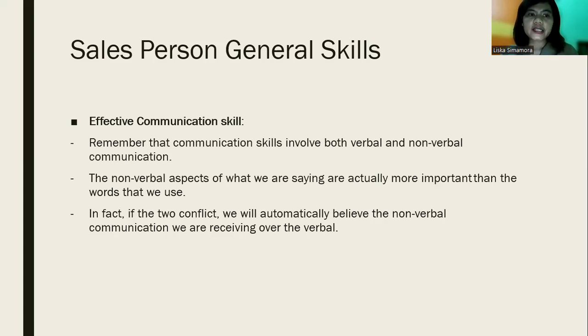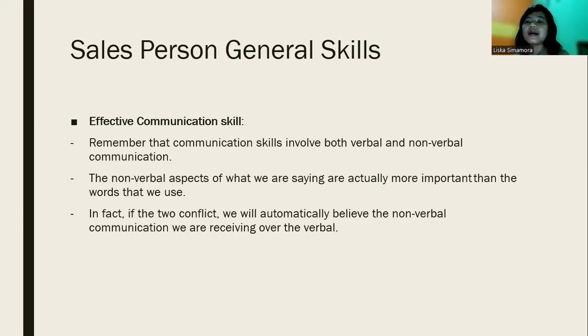So effective communication skill. Remember that communication skills involve both verbal and non-verbal communication. Okay, so if you want to master the communication skill, you have to master your verbal and your non-verbal communication too, because we communicate through our words and through our body language, right? So the non-verbal aspects of what we are saying are actually more important than the words that we use.